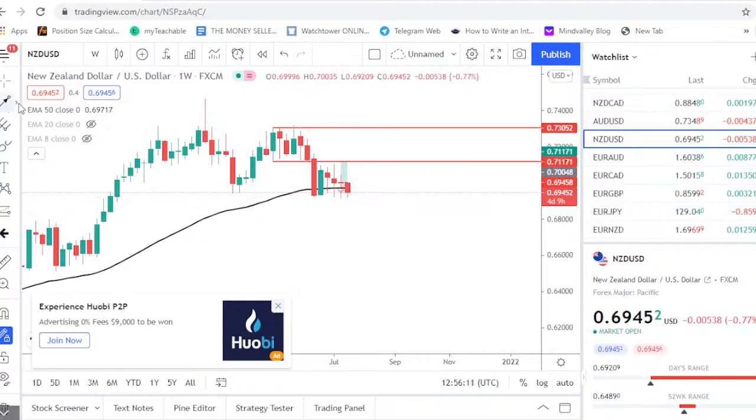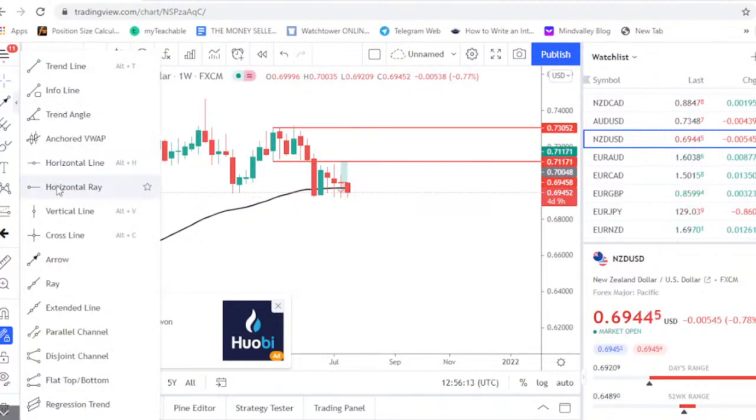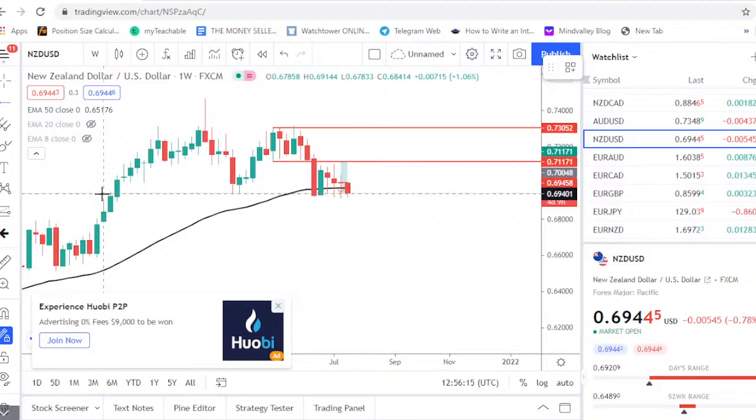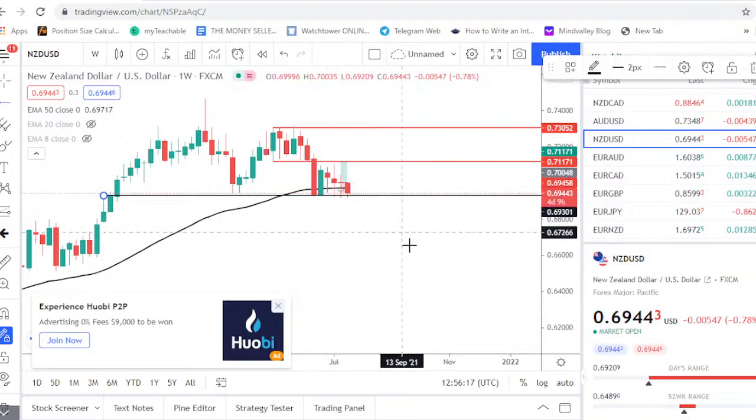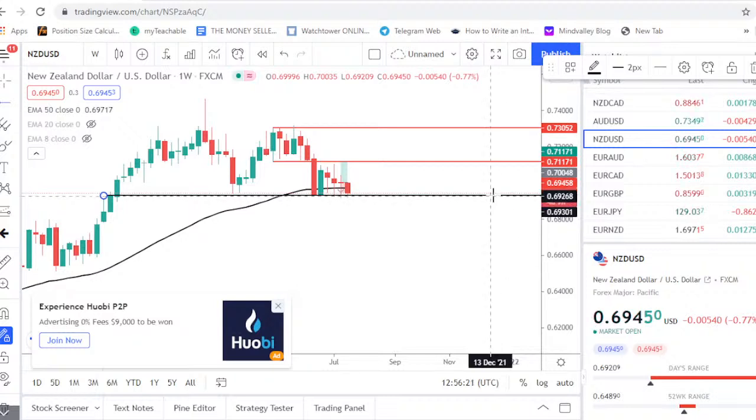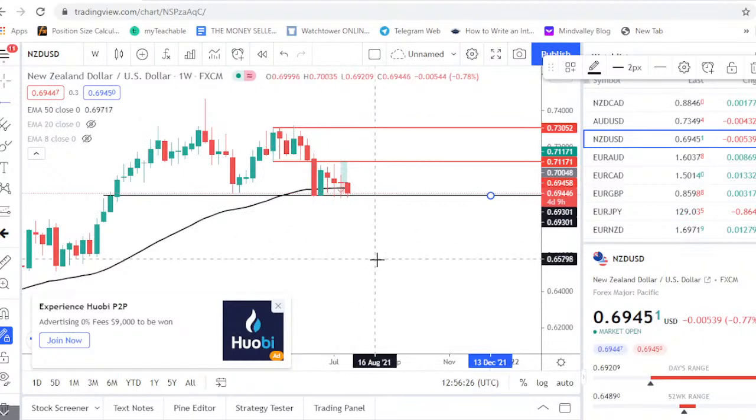So I'm going to have to put a support somewhere here and watch it. Below that support, around 0.6930, if I see it below there, then I'm going to go bearish with it.